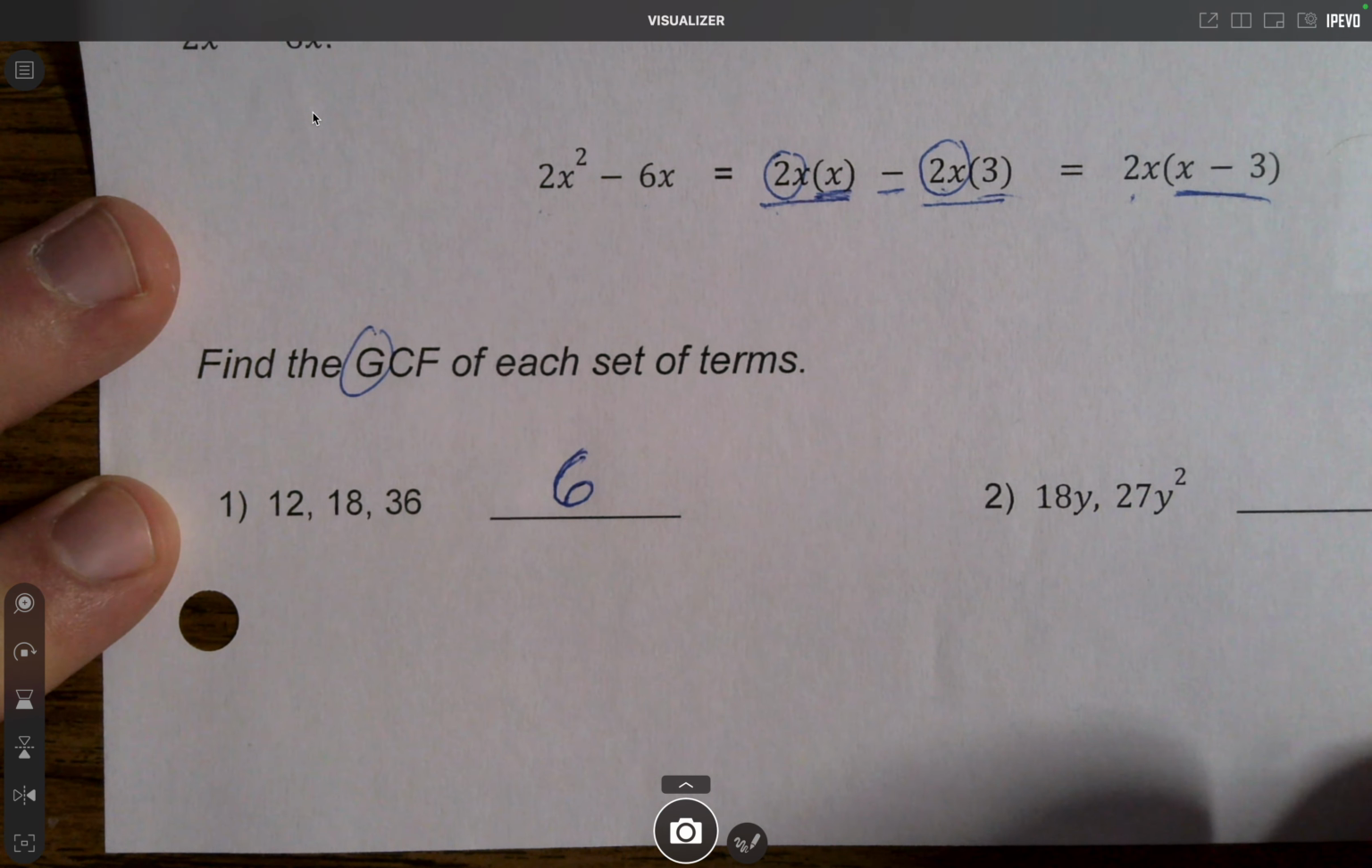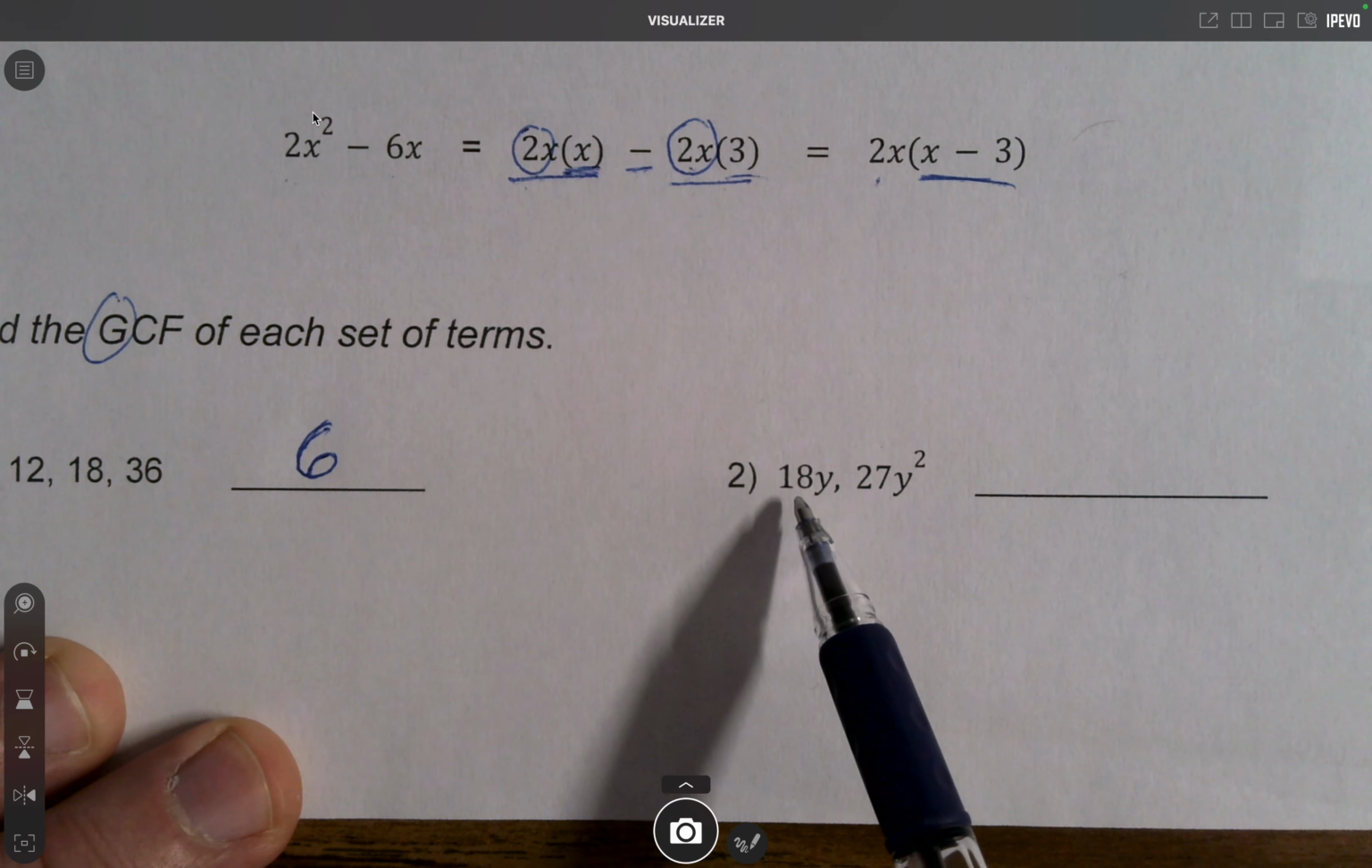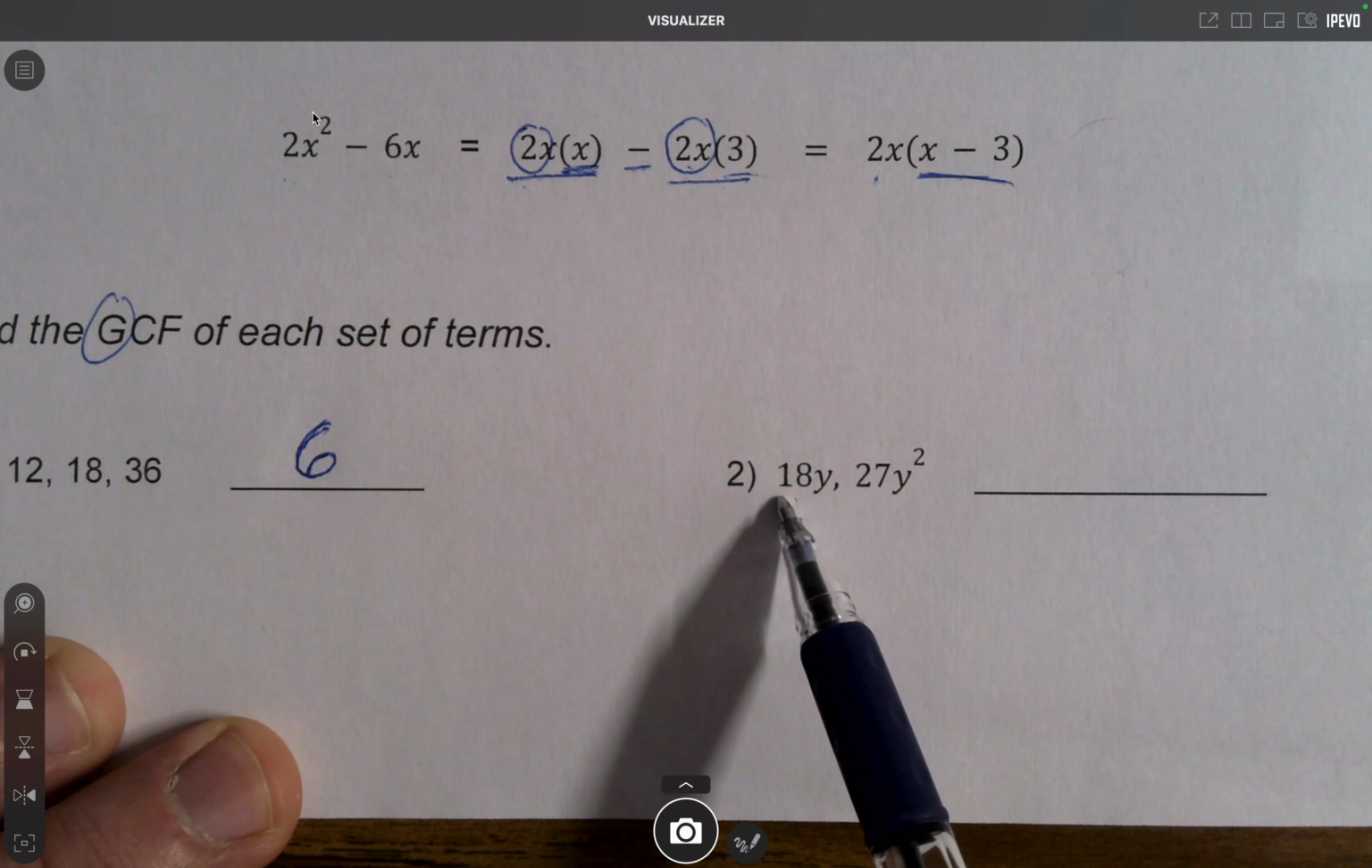You want to look at both the numbers and the variables, but look at them separately. So here's what I mean. When I look at this first, we're just going to say, okay, what do 18 and 27, what's their greatest common factor? What's the biggest number that goes evenly into both 18 and 27? That would be 9.